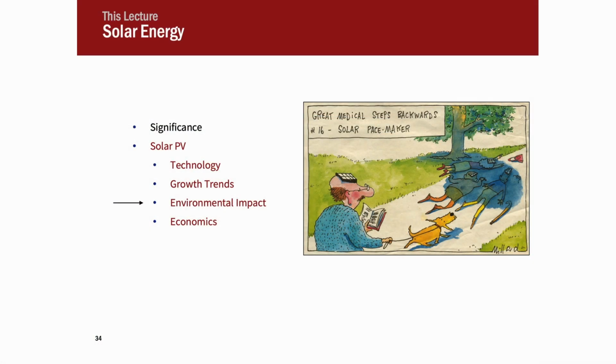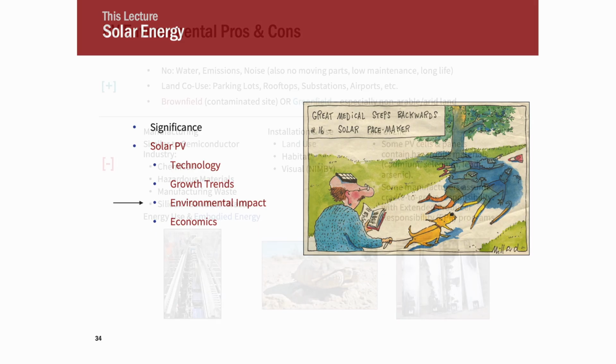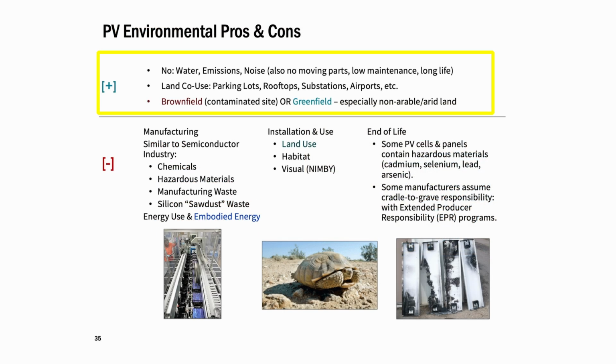Let's talk about the environmental impacts of solar PV. I'm going to go through this somewhat quickly, but generally, solar PV has much lower environmental impacts than its fossil fuel counterparts. No air pollution, no greenhouse gas emissions, minimal water use, except if you want to wash your panels. If dust accumulates on your PV panels, it can really decrease their productivity.